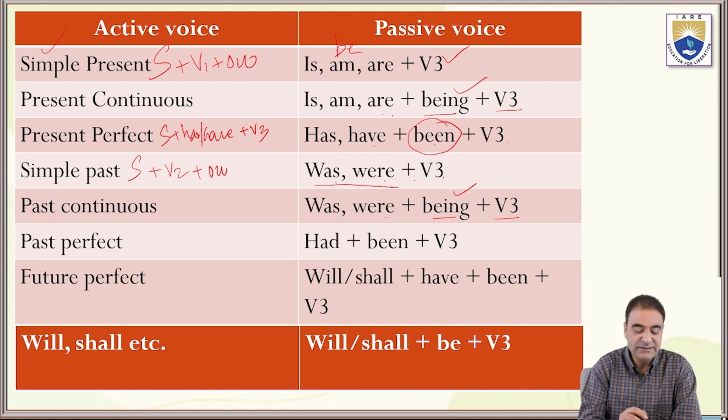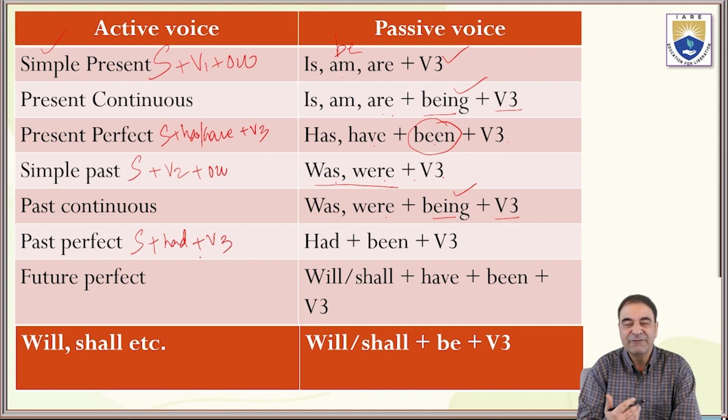Then we have the next one, that is past perfect. The structure for past perfect is subject plus had plus verb in third form. And it will change into had plus been plus verb in third form. As I told you, for every perfect tense, we use been. Like here, had plus been plus verb in third form. Then we have the next tense, that is future perfect. Future perfect will change into will, or shall, plus have, plus been, plus verb in third form. Again, here we use been.